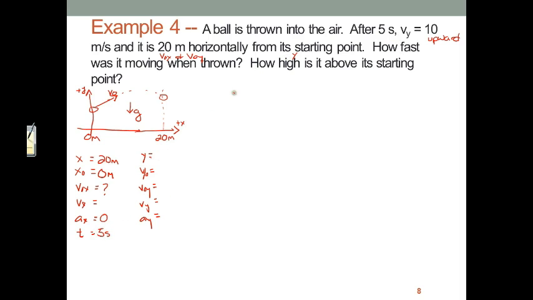y is one of the things we want to know, so I'm going to put a question mark. Y naught, I'm going to choose to let be 0 meters. V naught y is one of the things I want to know. Vy is 10 meters per second, and again we're assuming upward, so I'm going to leave it positive. And a sub y is going to be negative 10 meters per second squared.